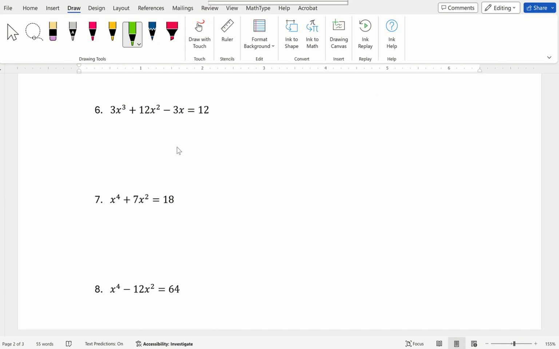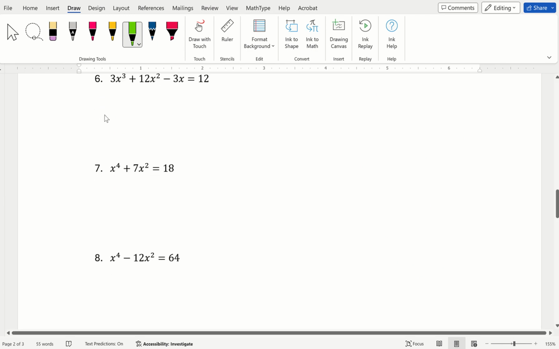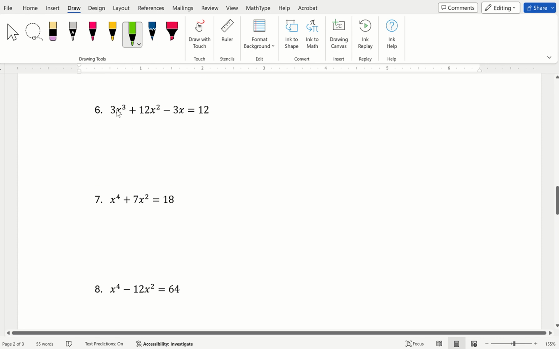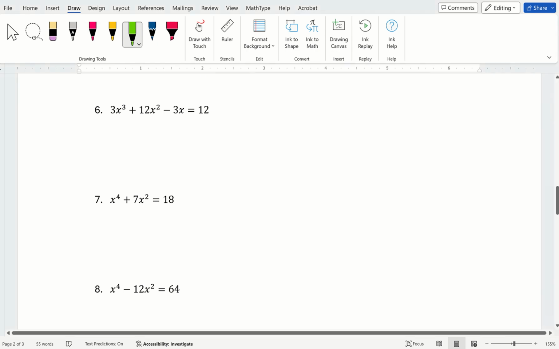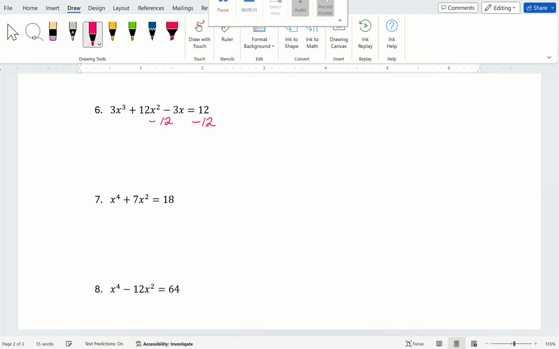Okay, next we're going to look at number 6. There's a couple of different ways we can do this, but I'm going to show you how we would do this looking at the chart. Remember, we're trying to find the roots, and so our equation needs to be set equal to 0. So in that case, what we need to do is subtract 12 from both sides, and we're left with 3x cubed plus 12x squared minus 3x minus 12.